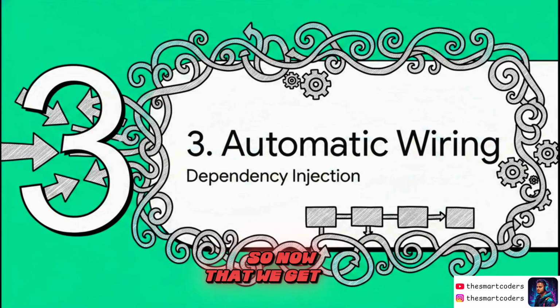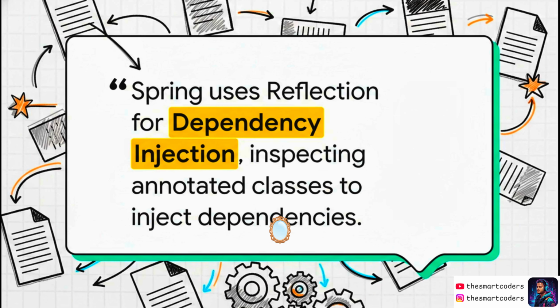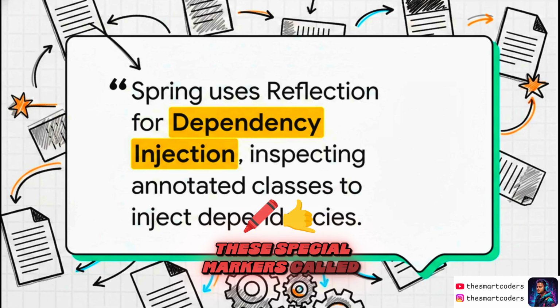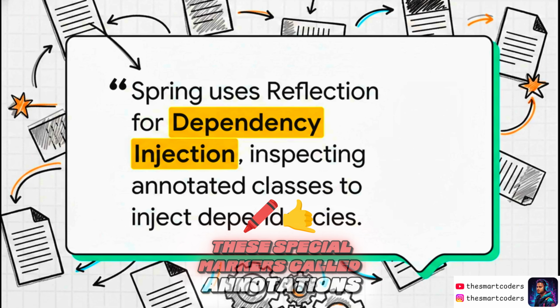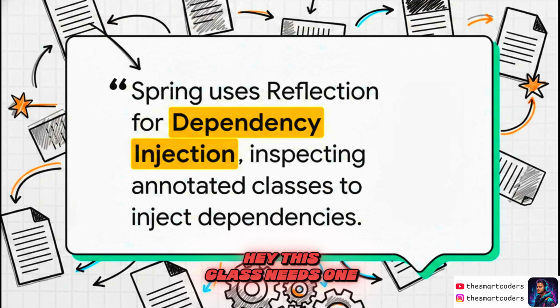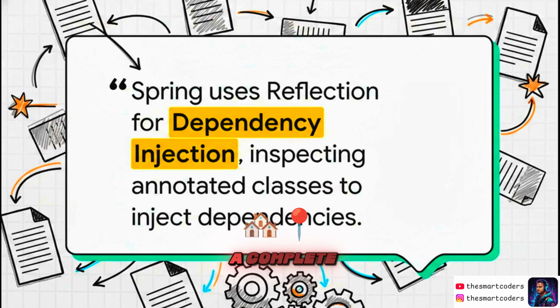And that brings us to one of the most important features of any modern framework, automatic wiring, which you probably know better as dependency injection, or DI. So how does this actually work? Well, when your application starts up, a framework like Spring basically turns into a detective. It uses reflection to scan all of your code, and it's looking for clues. These special markers called annotations, like @Autowired. Think of them as little sticky notes you leave on your code. These notes tell the framework, hey, this class needs one of those, and the framework then builds a complete map of who needs what and does all that tedious wiring for you.